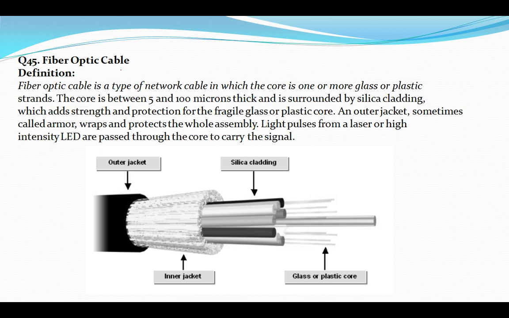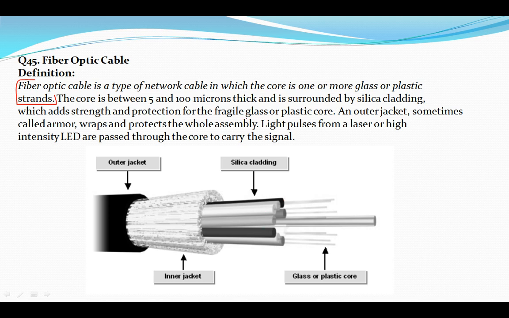Now the next question is, what is fiber optic cable? Fiber optic cable is a type of network cable in which the core is one or more glass or plastic strands. As you see here, this is fiber optic cable, and the core is between 5 and 100 microns. Very tiny wires, you can say.